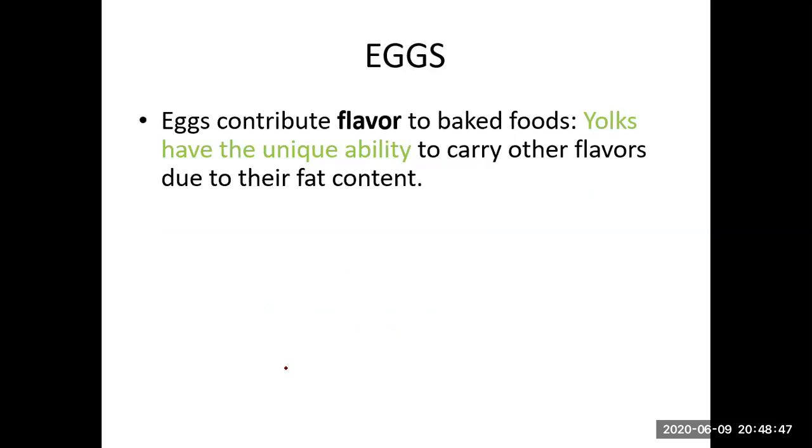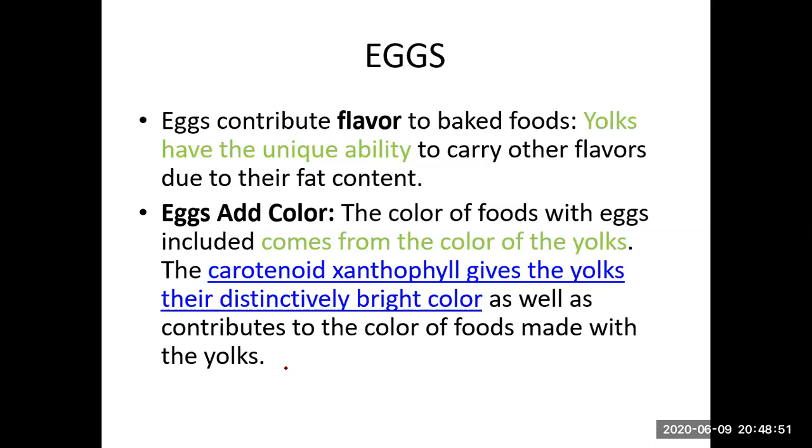Then eggs also contribute good flavor, and eggs also add color, and this color comes from carotenoids, which we mostly find in fruits and vegetables. Egg yolks also contain the carotenoid xanthophyll, and this xanthophyll adds color to baked goods.